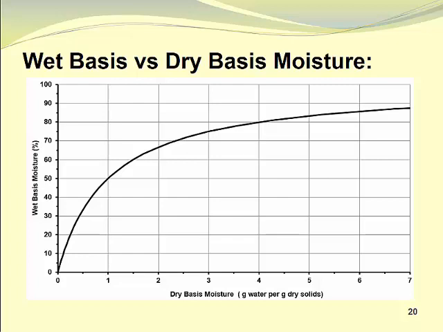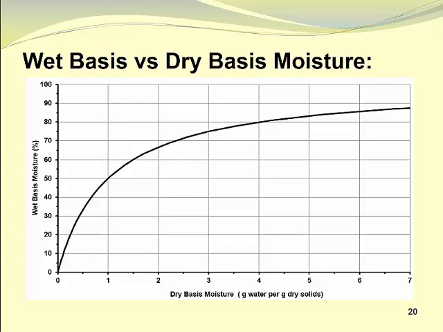dry solids. At the bottom left-hand corner of the graph, which is the origin, we have 0 grams of water per gram of dry solids, or 0% wet basis moisture. These values are often referred to as being a bone-dry basis.